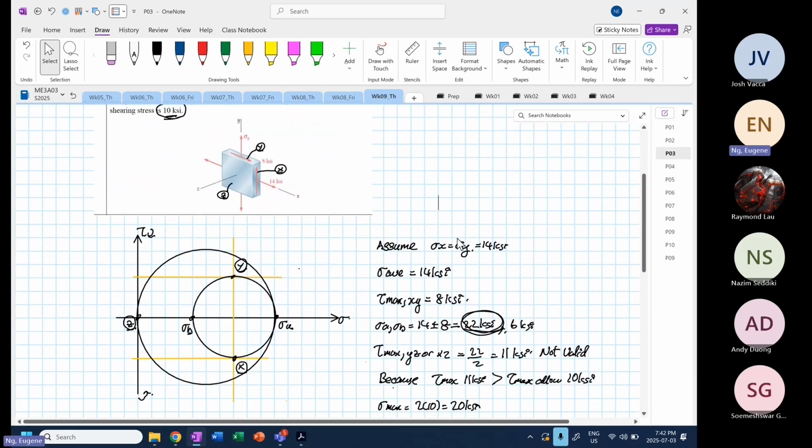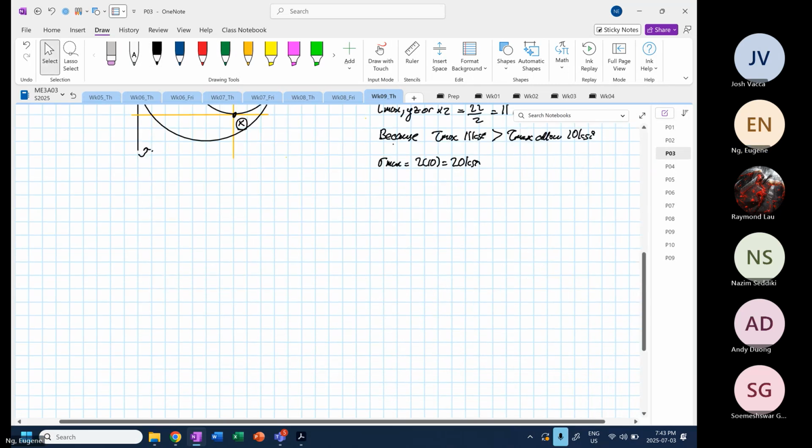this is wrong. This is rightfully wrong. Why it's wrong, or rather invalid, not wrong, invalid, is because the maximum shear stress now has gone to what? 11 KSI. Means the material will fail. Yeah, the material will fail. This is not a good solution. Okay. Right. So you cannot assume this. Now the next thing.